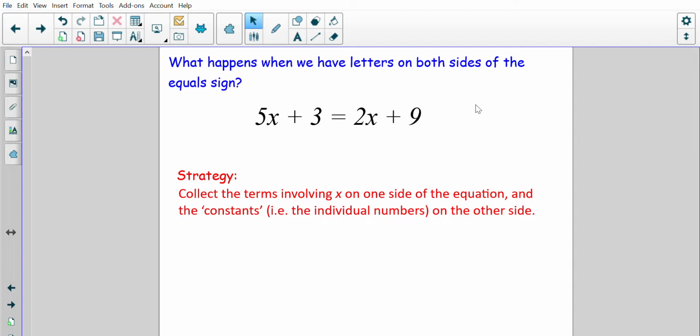The strategy here is to collect all the terms involving the x on one side of the equal sign and all the constants, i.e. all the numbers, on the other side. So let's just work through this one.